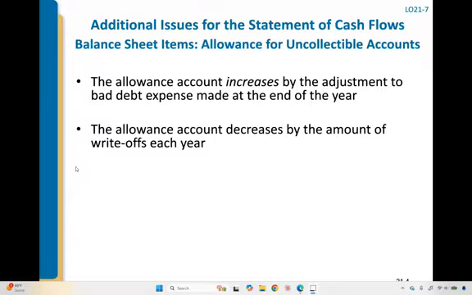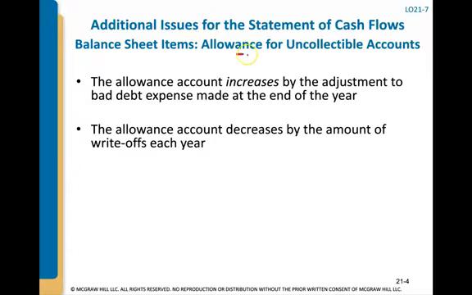The first balance sheet item we're going to be talking about is the allowance for uncollectible accounts. If you recall, the allowance for uncollectible accounts is a contra asset to accounts receivable. And in this account, we record the amounts that we don't think are going to be collectible from our accounts receivable. And then also the amounts that we actually end up not collecting are also adjusted through this account.